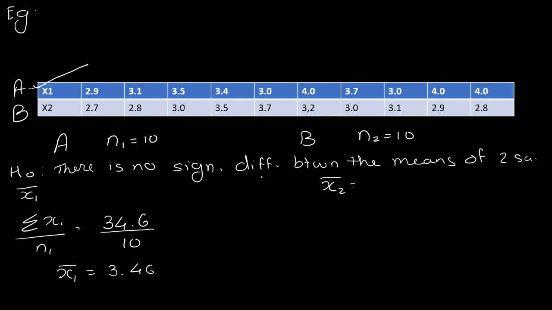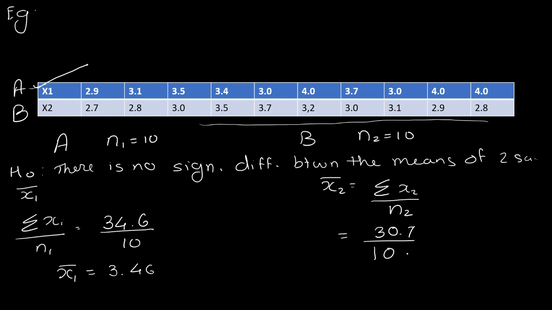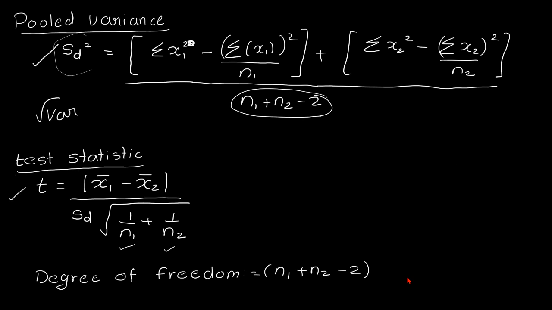Therefore my x1 bar will be 3.46. Similarly for x2 bar, I take the summation of all x2's divided by n2, and n2 is again 10, as we have seen. If I add 2.7 plus 2.8 plus 3.0 plus 3.5 and so on, all these 10 numbers, the final sum is 30.7. So x2 bar comes out to be 3.07. Now I have got x1 bar and x2 bar, so for the test statistic T, I have these values with me.